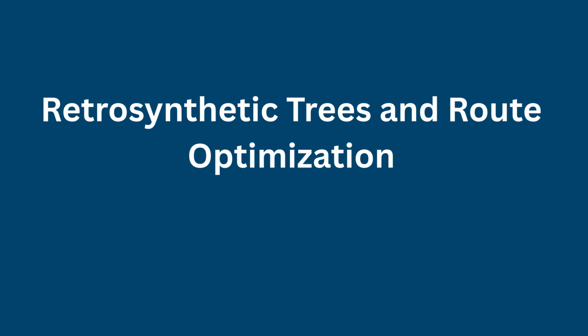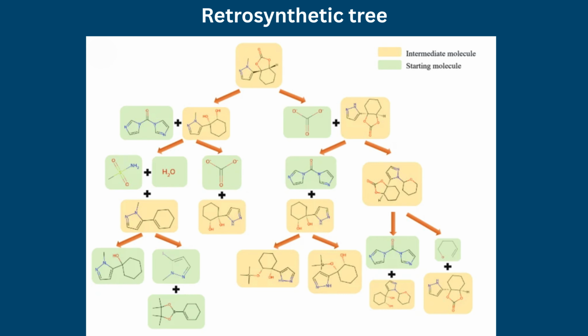Retrosynthetic trees and route optimization. A retrosynthetic tree maps multiple disconnection pathways. Chemists evaluate these routes based on step count, yield, cost, and availability of reagents, chemoselectivity, and regioselectivity. The optimal route balances efficiency, feasibility, and practicality.